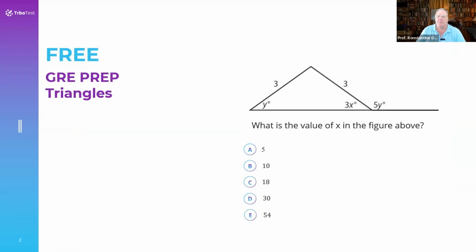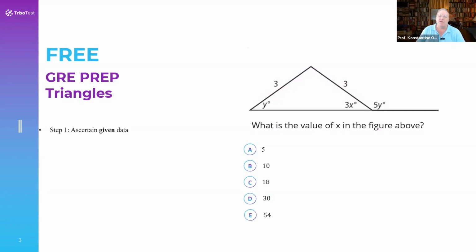The first question from the GRE is, what is the value of x in the figure above? And so we're given a triangle on a straight line. We have, of course, two sides that are the same, 3. We have an angle at y. We have an angle at 3x, and we have an angle at 5y. So let's look how to solve this.